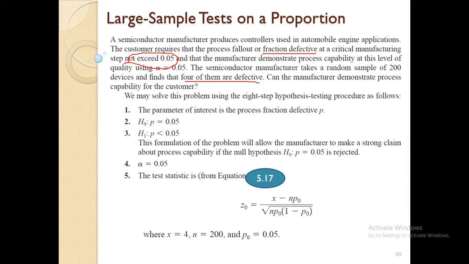When you produce, there may be defects, but the customer accepts 0.05 as the fraction defective, because we calculate on fraction defective in terms of proportion.